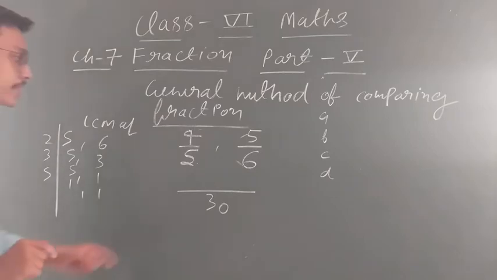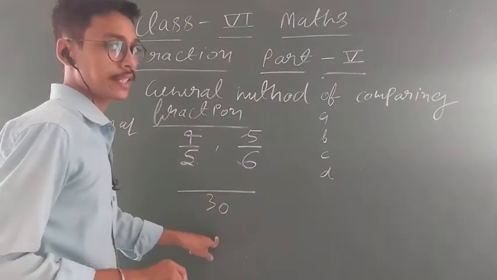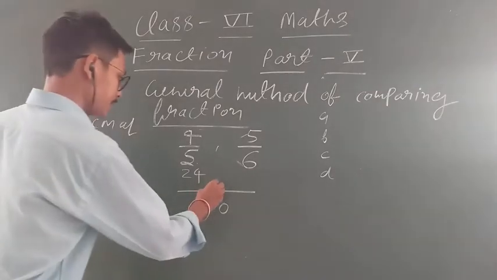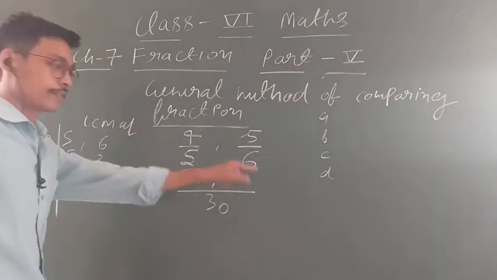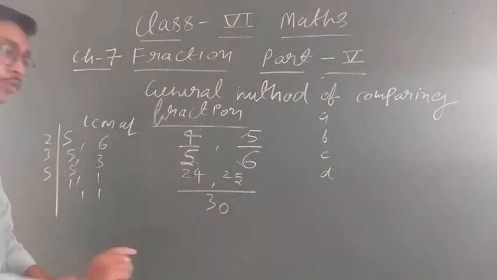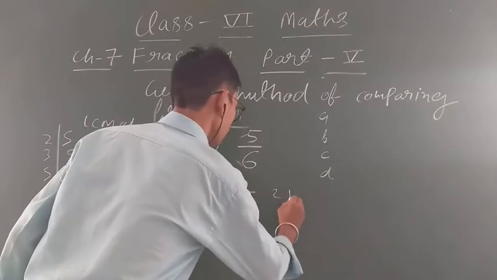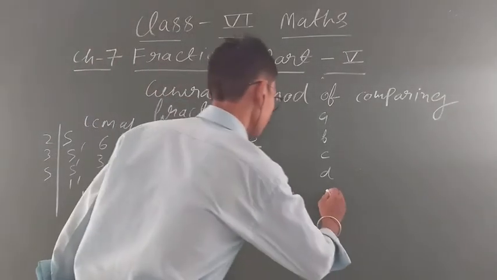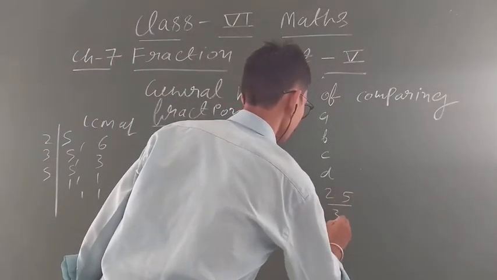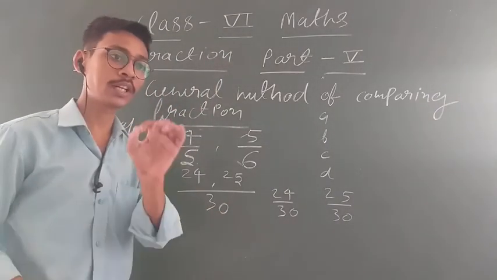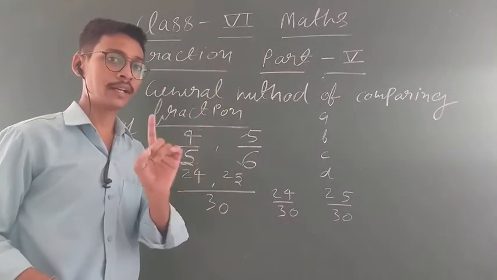Next, 5 6s are 30 and 6 4s are 24. Okay, student. Next, 6 5s are 30 and 5 5s are 25. Now it will come 24 upon 30 and next 25 upon 30. Some students will make the mistake of adding, but you don't have to add, student. You only have to find out which one is greater. Now you only have to compare.